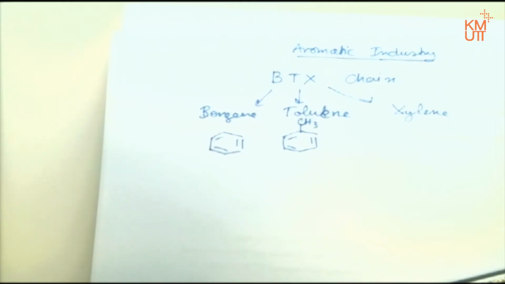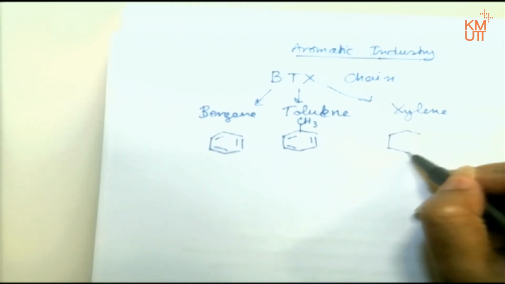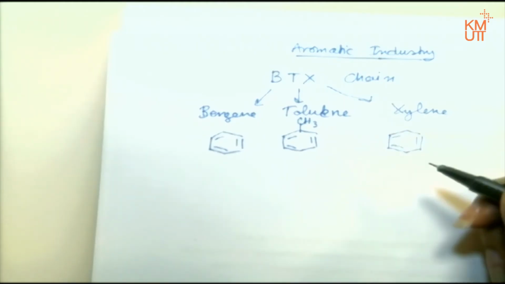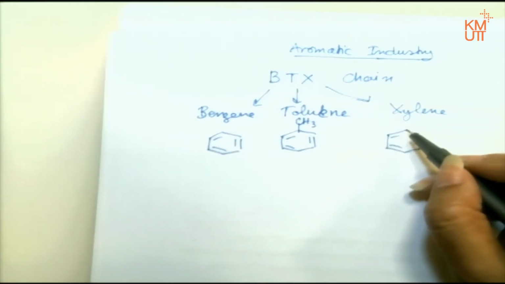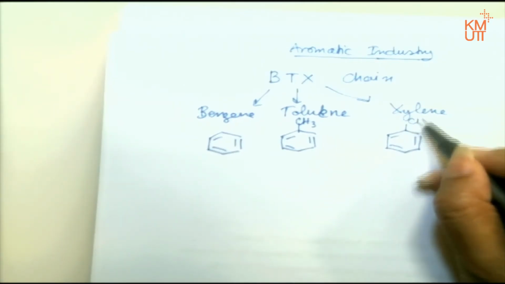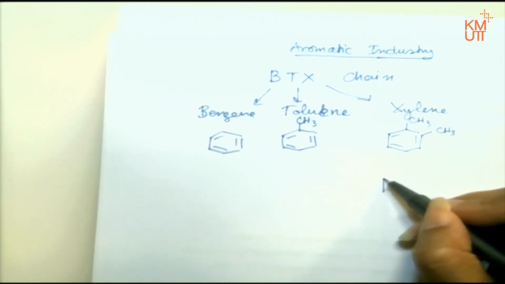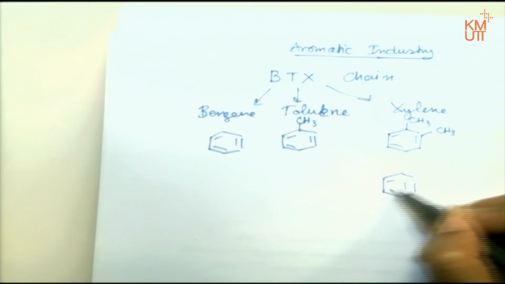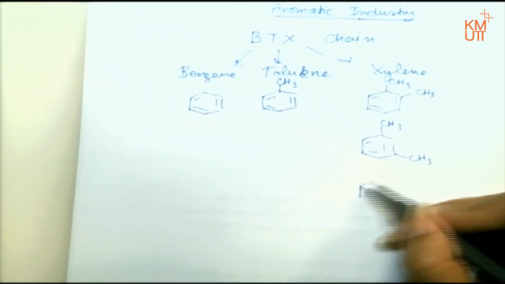How many isomers of xylene are possible? Just look at the position of the two methyl groups. In the case of xylene, you have 3 isomers: 1,2, 1,3, and 1,4.